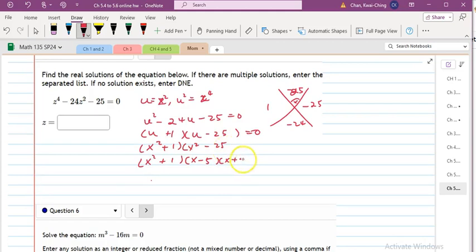Because it is difference of 2 squares, I can do a conjugate pair factor. Now I find 0. So this has no real 0, because when I do x squared plus 1 equal to 0, x squared equal to negative 1, x is i. So it's not a real solution. They want real, so there's no real solution.